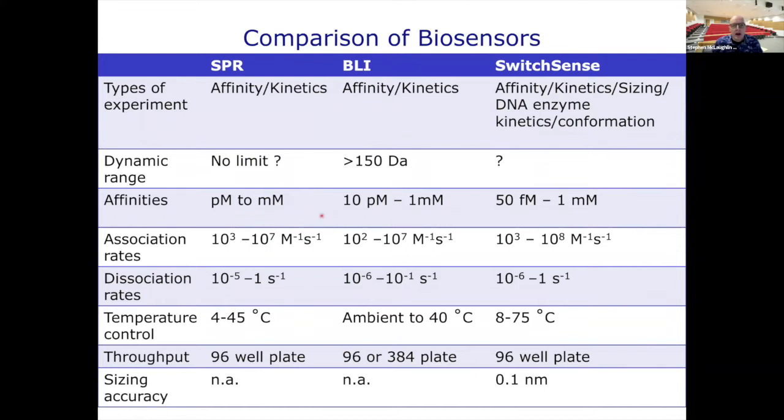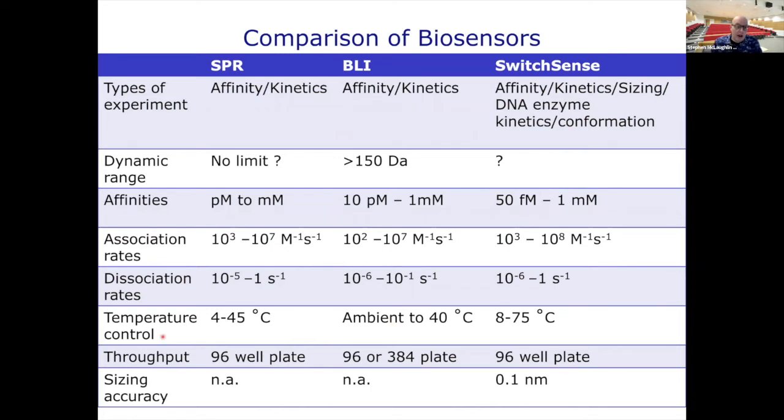In terms of affinities, SPR and the Octet are pretty similar, while with switchSENSE you can go to much lower affinities, and we'll see why that is in just a second. And that's because of the difference in how it can look at on and off rates. So with the Octet and the SPR, they're pretty much a similar kind of range of association rates, while the switchSENSE can look at much faster rates. And conversely, in dissociation rates, the switchSENSE can look at much slower rates, because you can look at dissociation over a much longer time scale, and so consequently you can look at a much broader range of tight affinities.